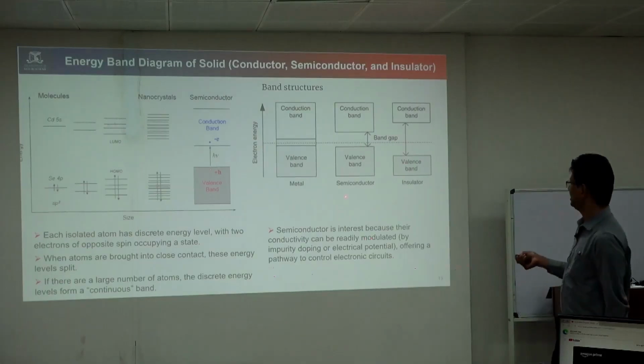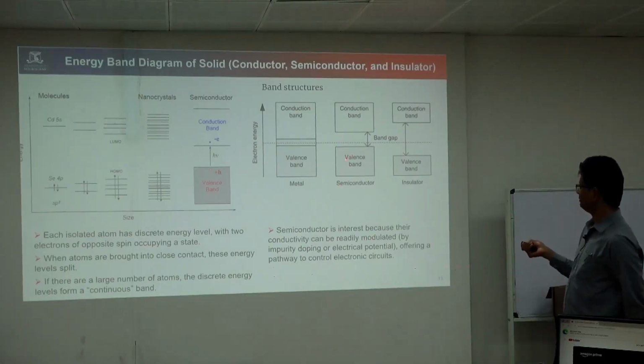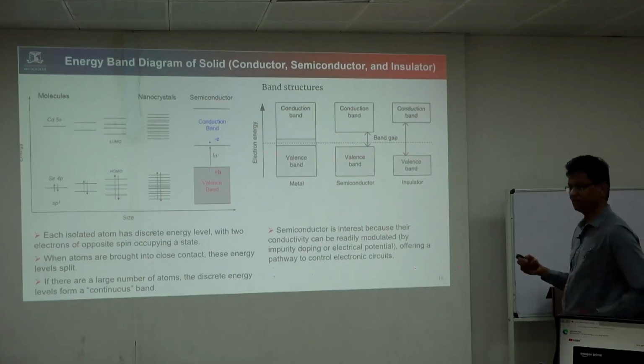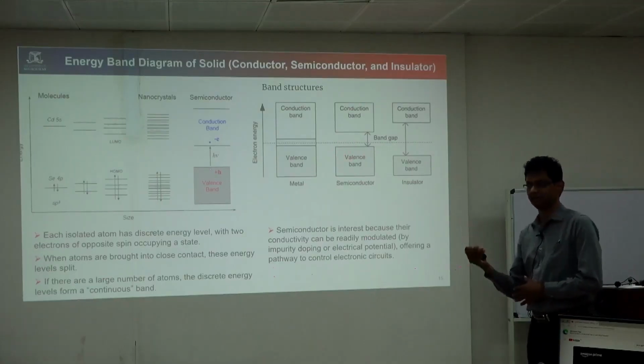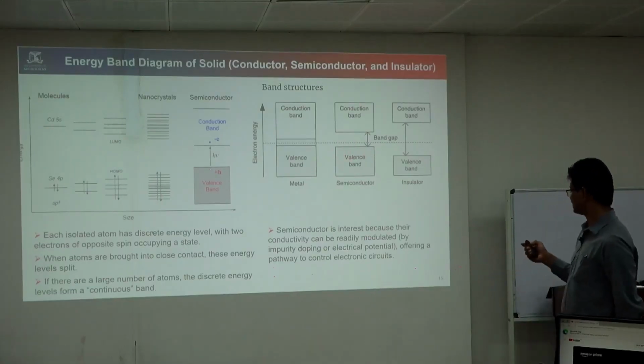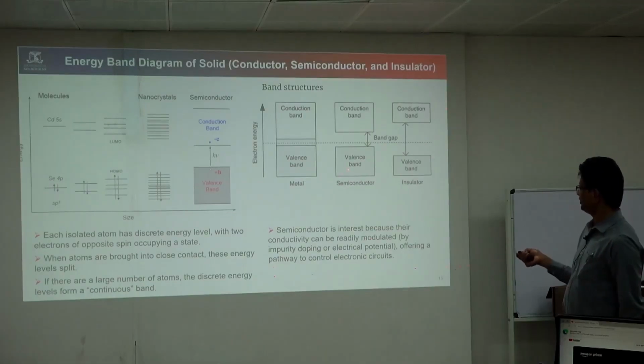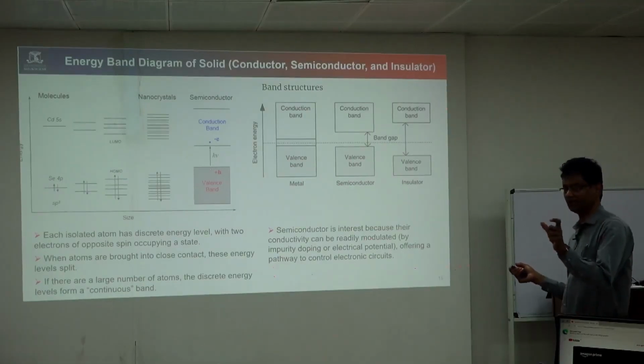That's called conduction. But in a semiconductor there is a gap. If the gap is less than 3 electron volts, then it's called a semiconductor. If it exceeds 3 electron volts, we call it an insulator. Okay, so this is a band structure. If you compare, here we are using only one atom, silicon, so the band structure is very simple.